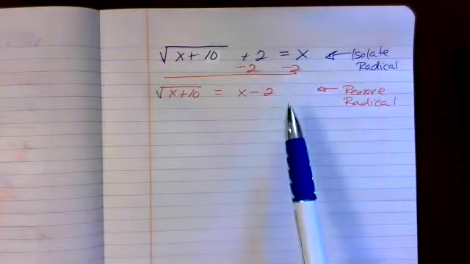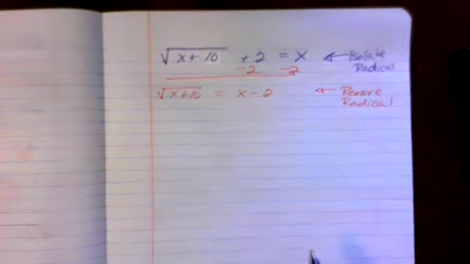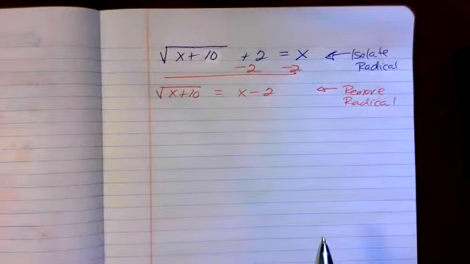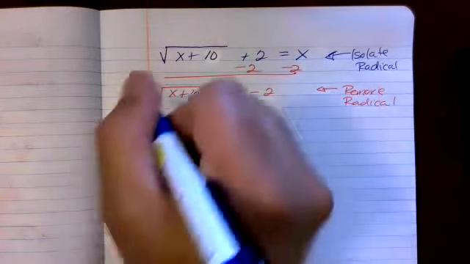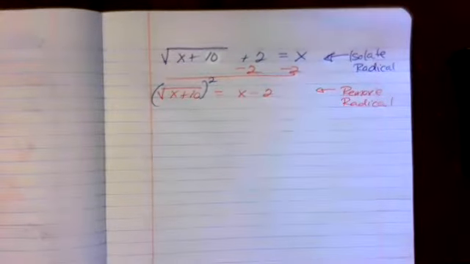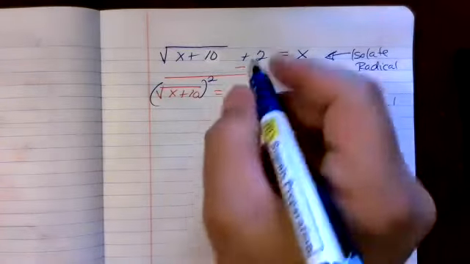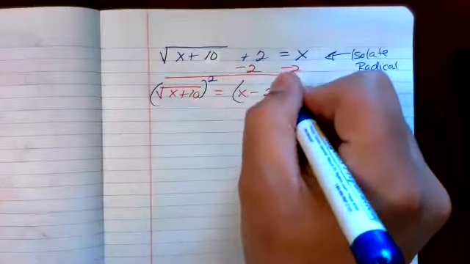Right, I can't add those, so I just put them together. I want to remove my radical. Now, in order to remove a radical, we're going to have to square it. So I could square it to remove it, but if I square one side of the equation, I have to do the same to the other side of the equation. So I have to square this entire side.